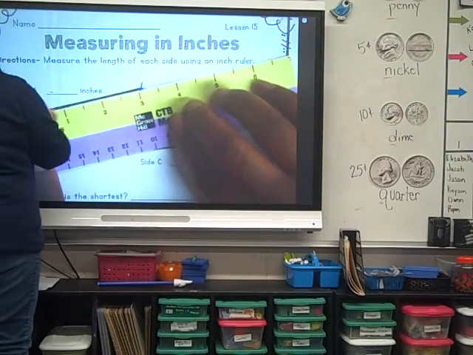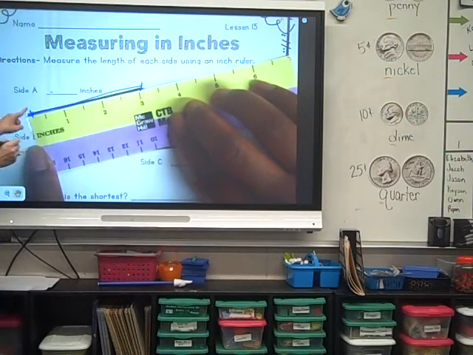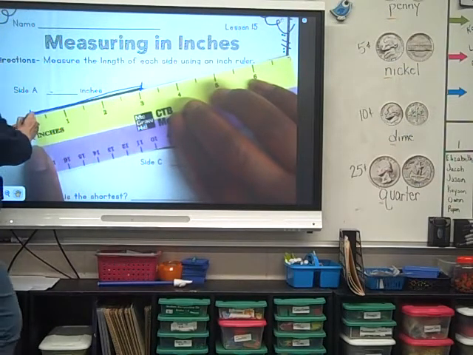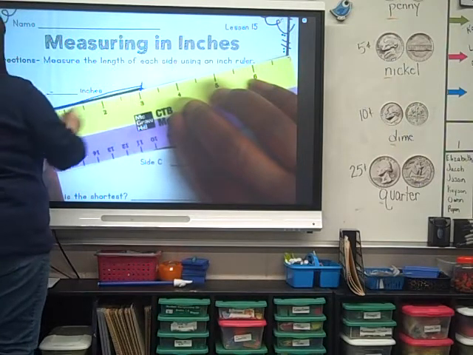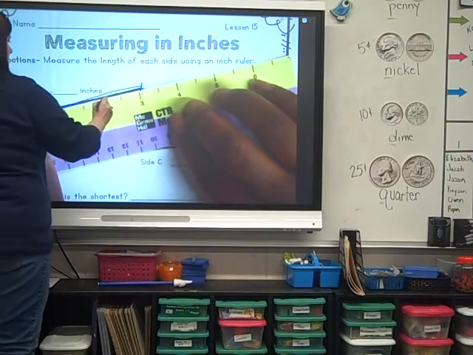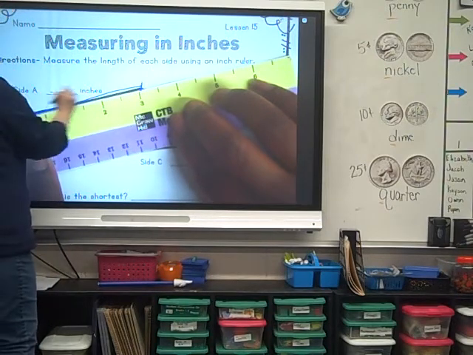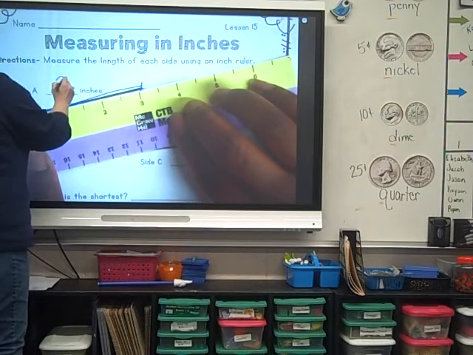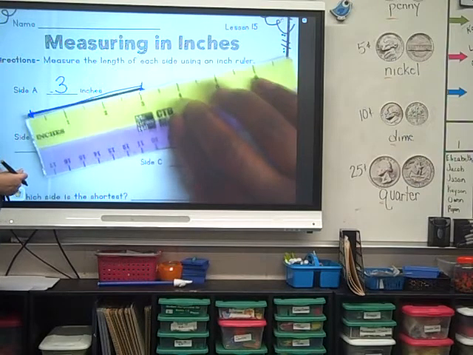This is all side A from here to here. And see how she lined it up with the edge? That's what you've got to do too. So if I start here at 0, how many inches long is it? There's 1 inch, 2 inches, 3 inches. So side A is 3 inches long. Okay? All right. Now let's go to side B.